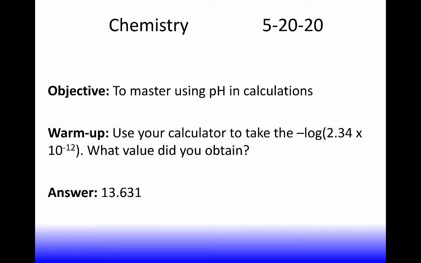You should have obtained 13.631. So if you didn't do that, you're going to have to pay attention to some of the examples in this video that will explain to you how to use your calculator properly.